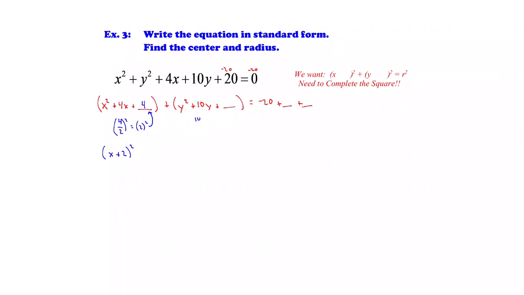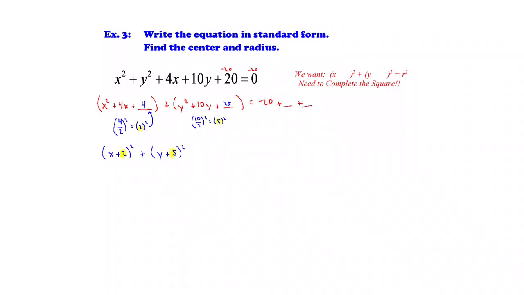Same thing on the next one. Half of 10 squared is 5 squared. So 5 squared is 25. And then that factors into (y + 5)². And this number here should always represent, this one and this one, always represents what half of the b value is.